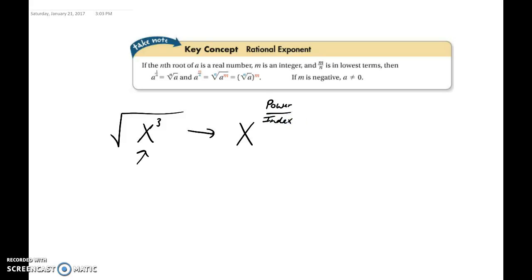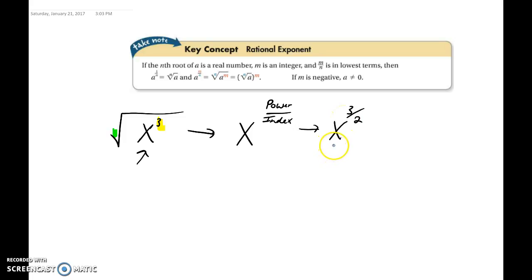So here we would say, okay, our power is 3. Our index, it's not there, so it's understood to be 2. So this is equal to x to the 3/2, right? So you would need to be able to start as a radical and rewrite it, and then you also need to be able to go backwards.